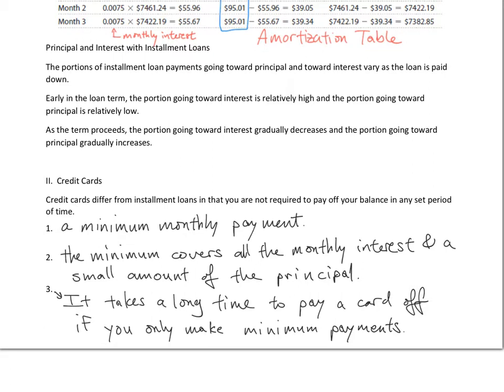So, about that minimum monthly payment, the minimum covers all of the monthly interest and a small amount of the principal. A minimum payment will not pay off your credit card very quickly because it's only covering this small amount of principal. And lastly, as I just said, it takes a long time to pay off a card if you only make minimum payments. So you are almost always wanting to pay more than the minimum amount. So let's take a look at another example.